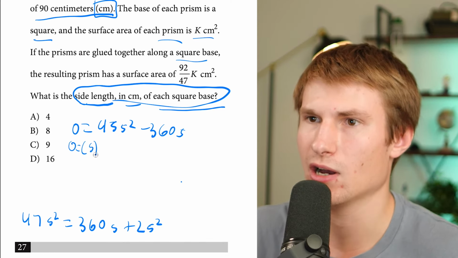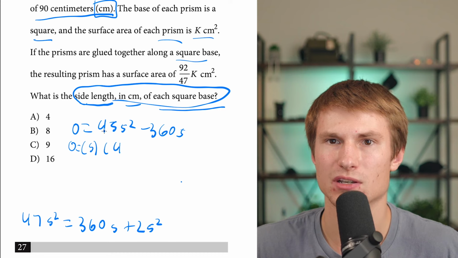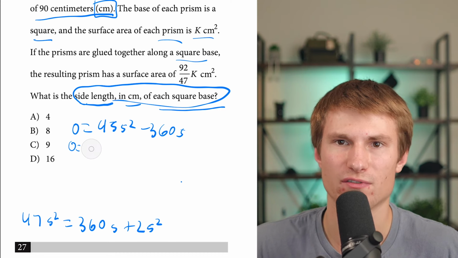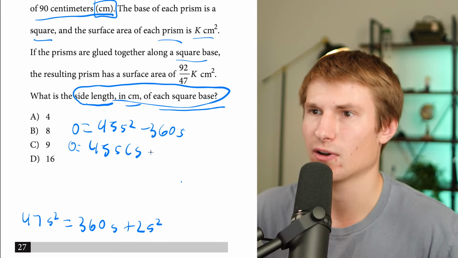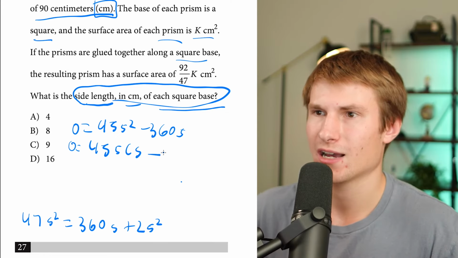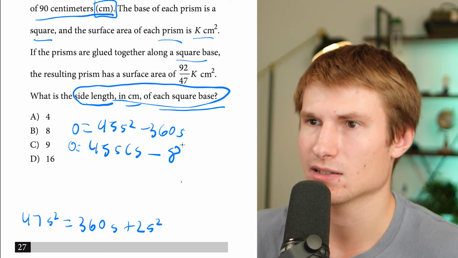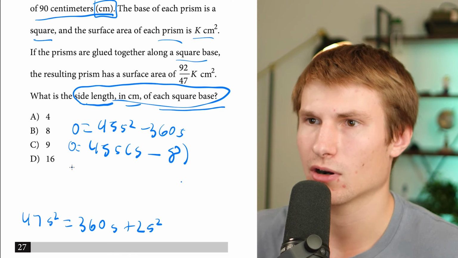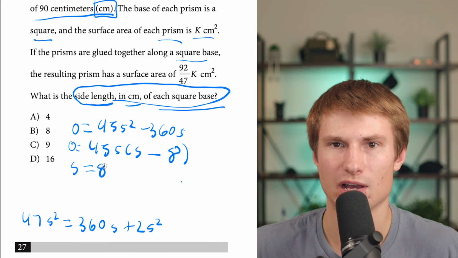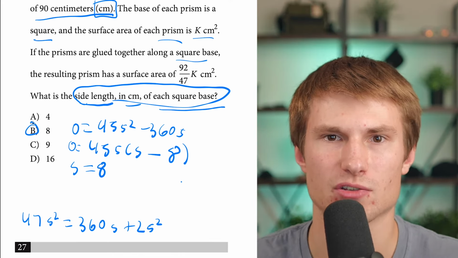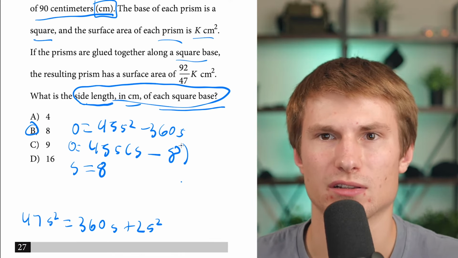So 0 is going to equal s times, looks like we actually take out 45 as well because we have 45 and 360. So 45s times s, that's 45s squared. 45 times 8 is 360, so minus 8. And now we have our equation. So now we know s can't be 0 because it has to have some side length. So we know that s would have to equal 8. So our answer there's got to be answer choice B. All right, so that one's a little bit lengthy, but not too difficult.